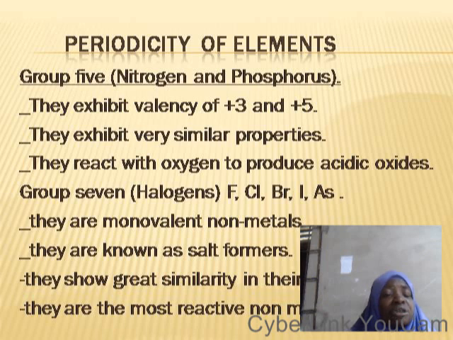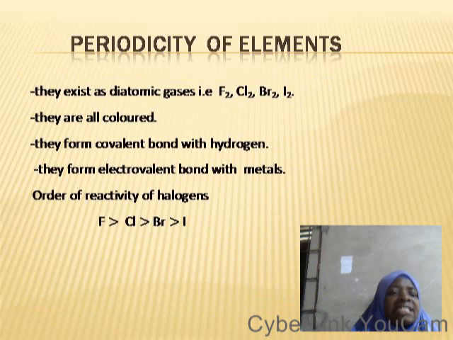For example, the sodium chloride we use in our house, whereby this group 7 element reacts with a group 1 element, that is sodium, to produce sodium chloride. Now, they show great similarities in their properties, and they are the most reactive elements. They exist as diatomic gases, F2, Cl2, and so on. They are all colored.